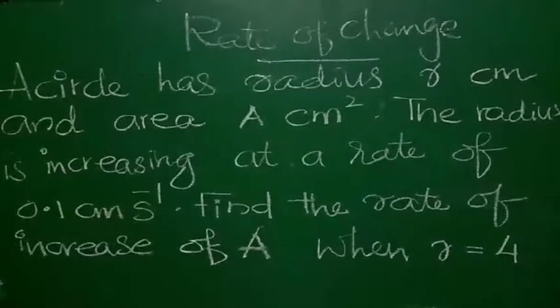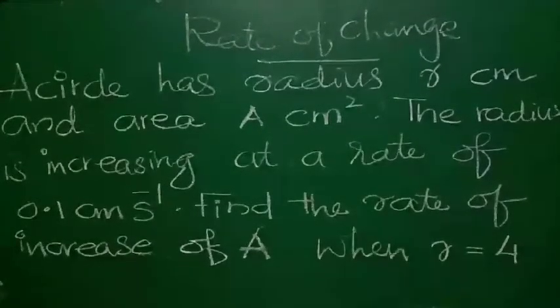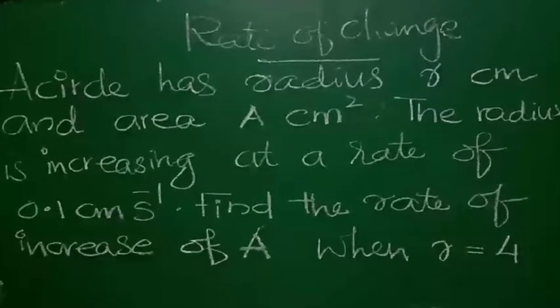Let us discuss a few problems from rate of change. A circle has radius r centimeter and area A centimeter square. The radius is increasing at a rate of 0.1 centimeter per second. Find the rate of increase of A when r is equal to 4.